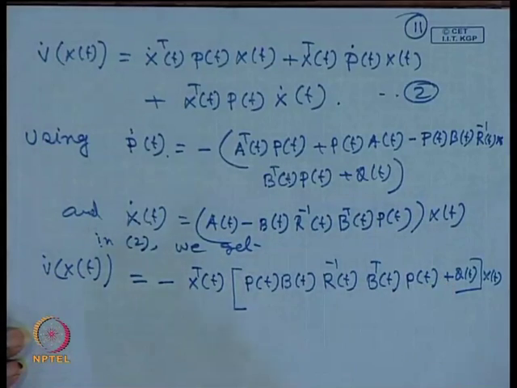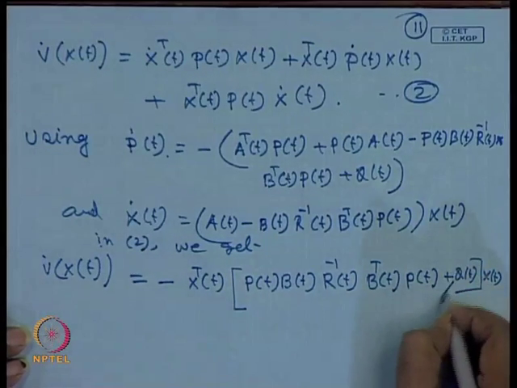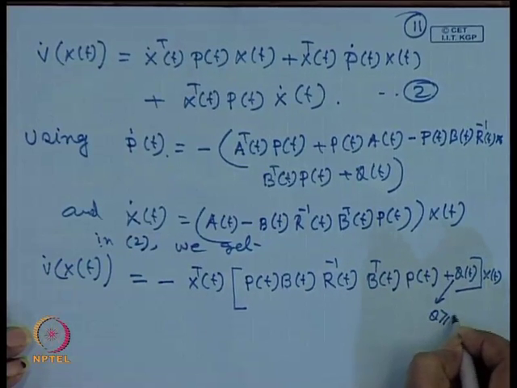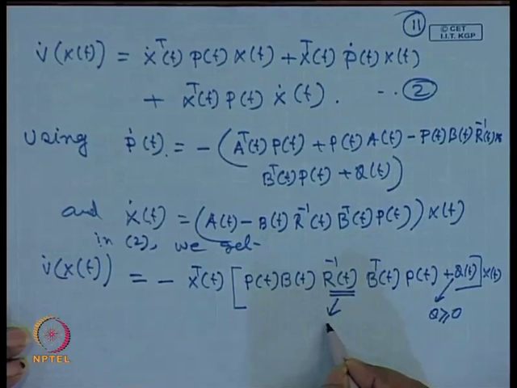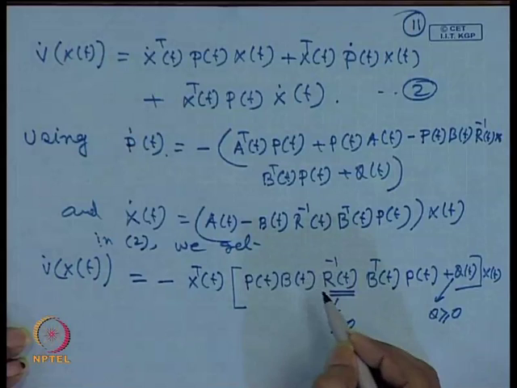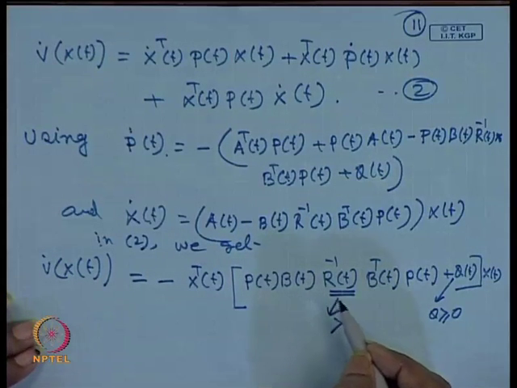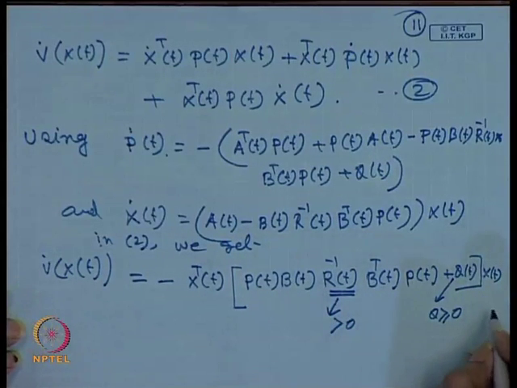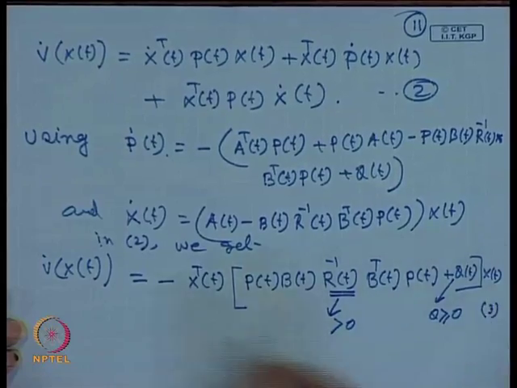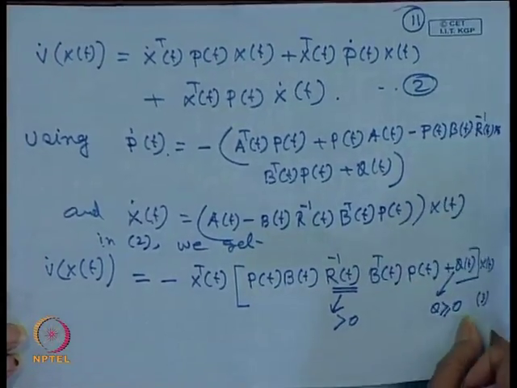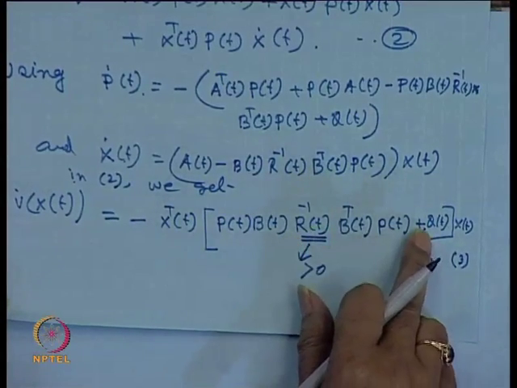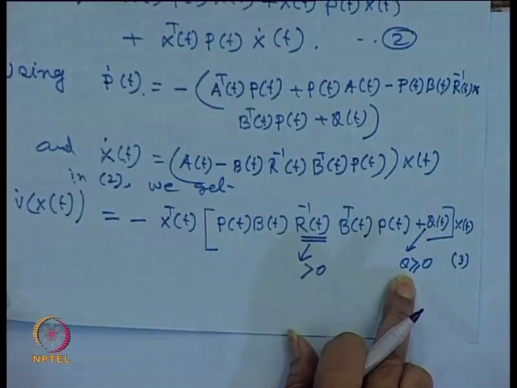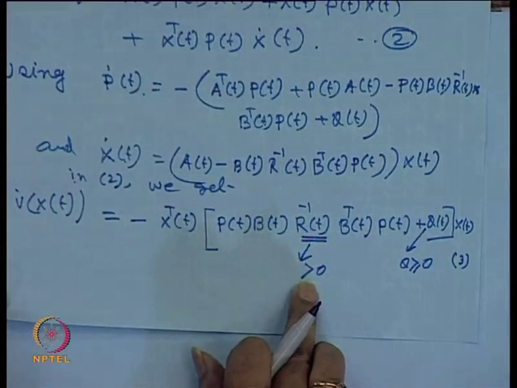This must be positive definite. If you see, Q is greater than or equal to 0, positive semi-definite, and R is positive definite. This implies R inverse will also be a positive definite matrix. So clearly, from the expression of 3, whatever logic we have put in, Q is a positive semi-definite matrix and R is a positive definite matrix.